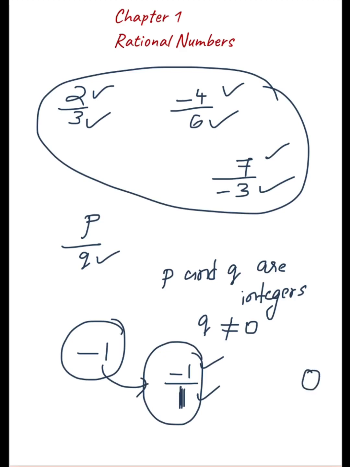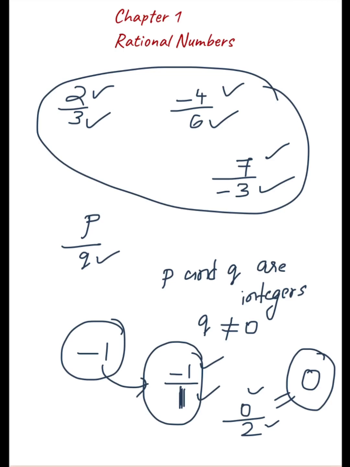Now what about 0? Is 0 a rational number? Yes. Why? Because 0 can be written as 0 by 2. Because 0 by 2 is also equal to 0. Here 0 and 2 are integers and 2 is not equal to 0. So 0 is again a rational number. Understand? So this is the definition for a rational number, that is any number which can be written in the form p by q, where p and q are integers and q is not equal to 0.